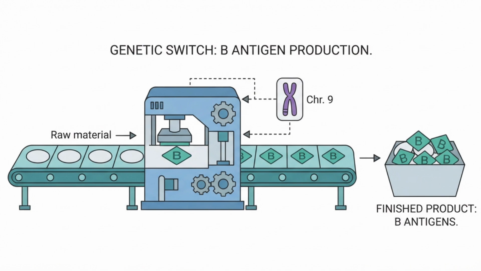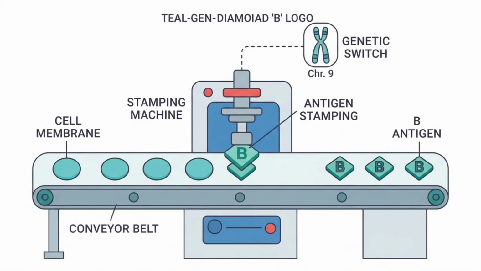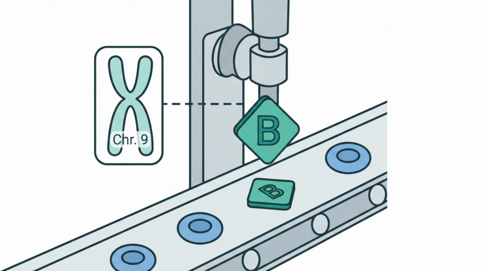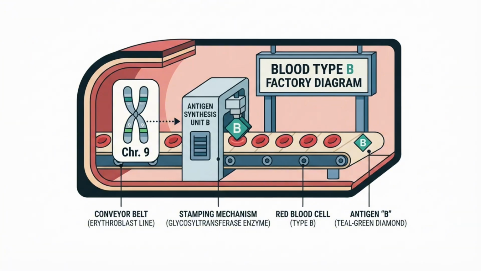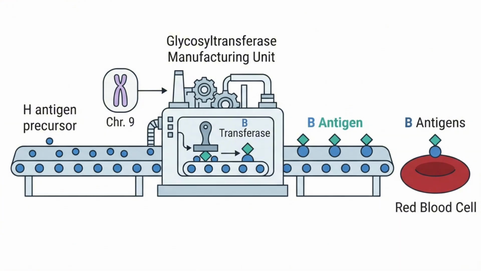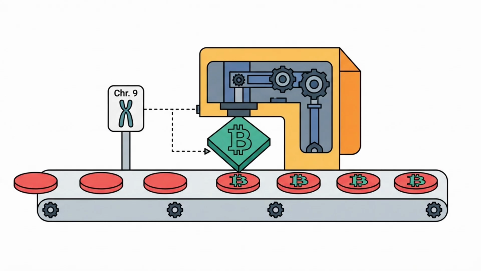That single ingredient swap is controlled by one gene with multiple versions called alleles competing for the same slot on chromosome 9. Compared to Type AB blood, which manages to run both stamping programs simultaneously, Type B runs only its own, meaning a Type B person's immune system stands ready to attack any A-stamped cell it encounters.